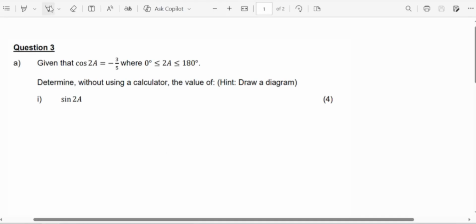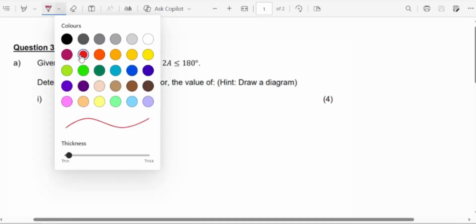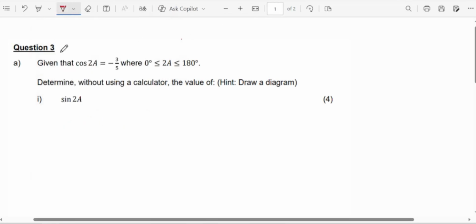Okay, so welcome to the next lesson where we're going to work on a past paper. This is what we are given. We are given that cos 2a is equal to minus 3 over 5. Remember the rules. You first draw your diagram. But before we draw the diagram, we need to analyze what we are given.